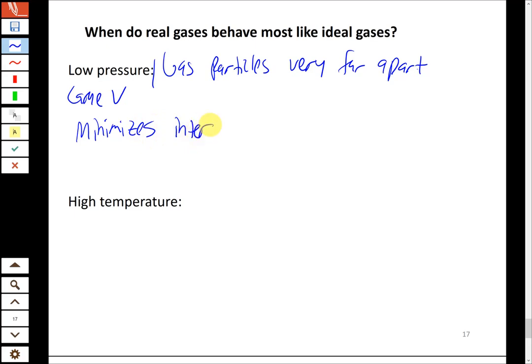So what's that stand for? Like what's what? Large volume. Oh, large. So when you're talking about this situation, we're talking about low pressure or large volume. Oh yeah. Either one of those go hand in hand.